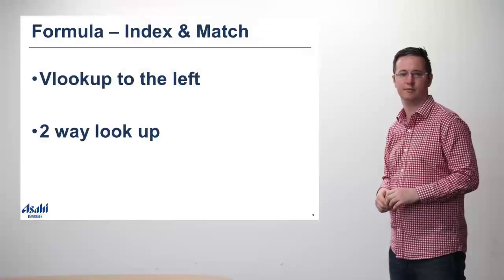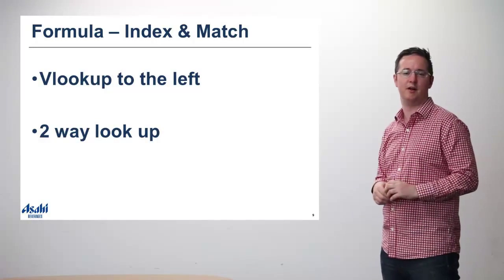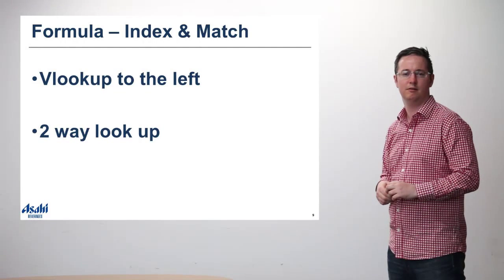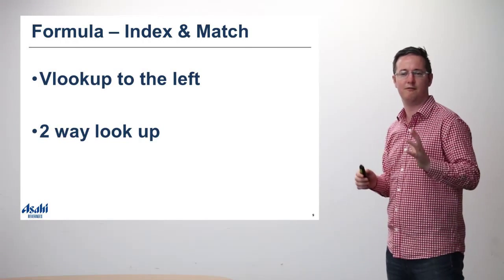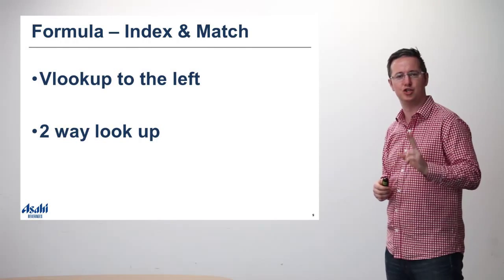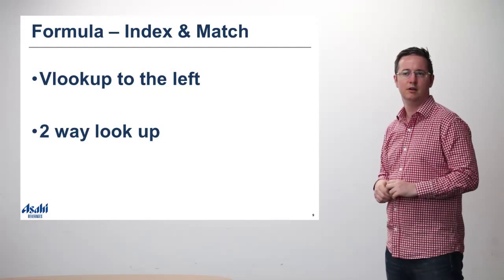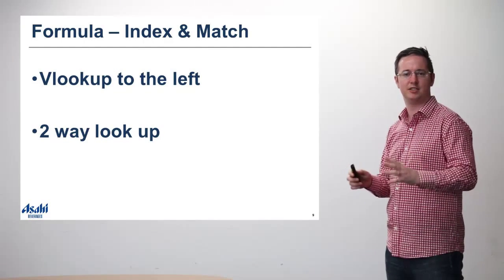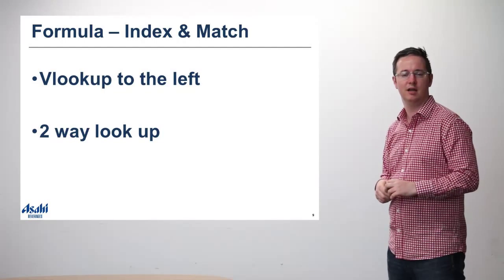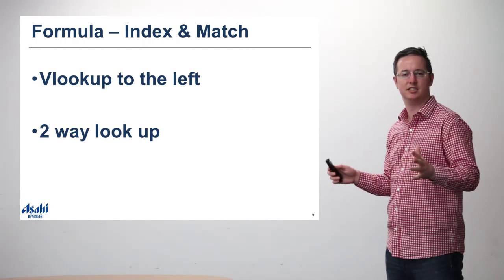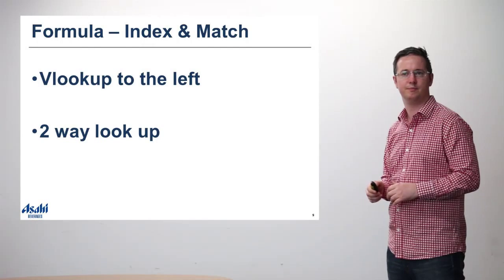So now it's your turn on tab 1 of the accompanying workbook to try that example and learn by doing. So next up is a very powerful set of formulas. So we've got VLOOKUP to the left and we've also got a two-way lookup. So it involves putting INDEX and MATCH together. But first, let's look at INDEX and MATCH separately and how they work.